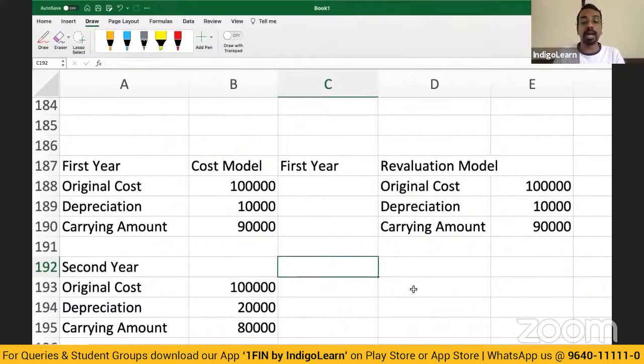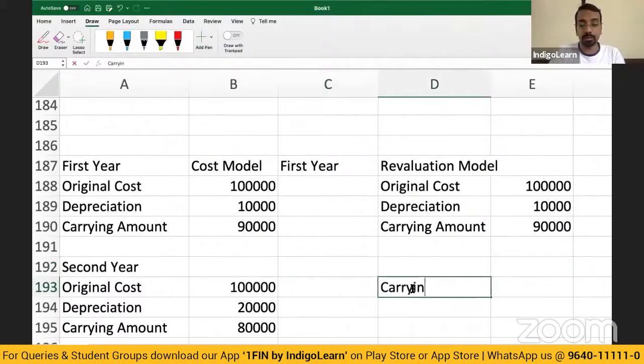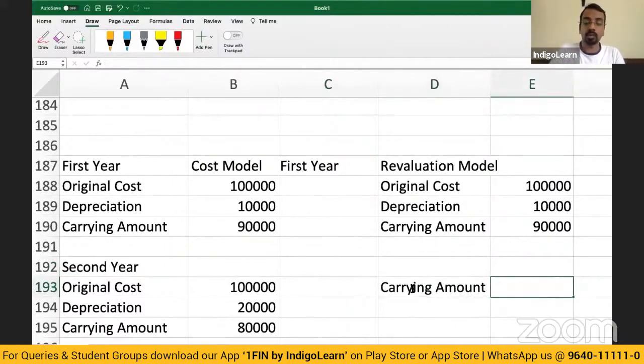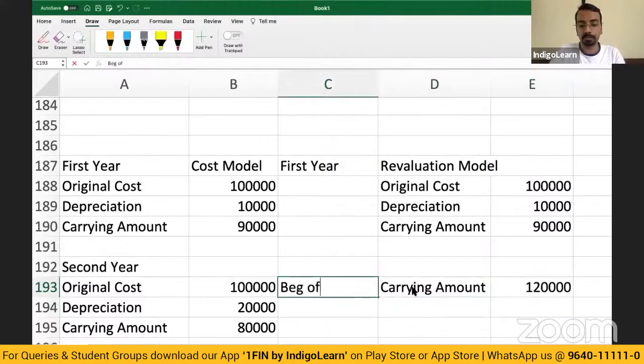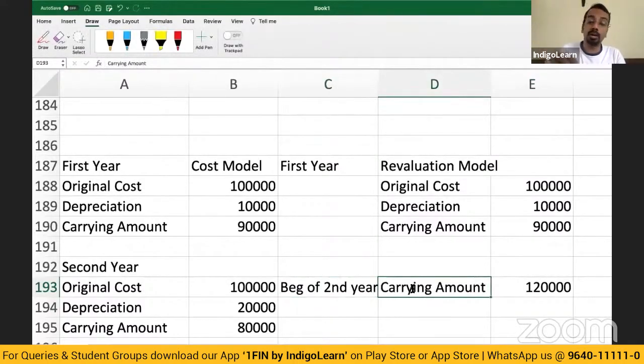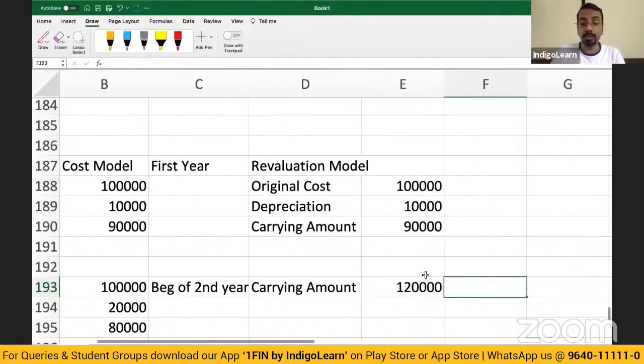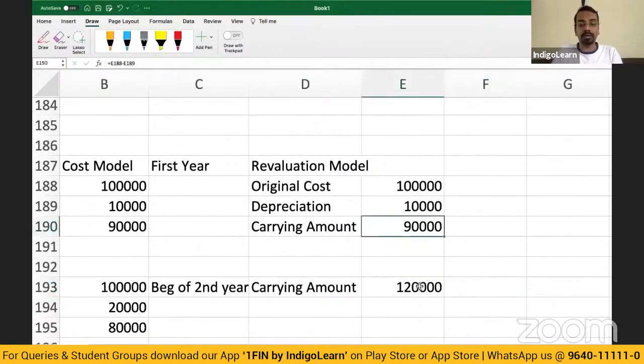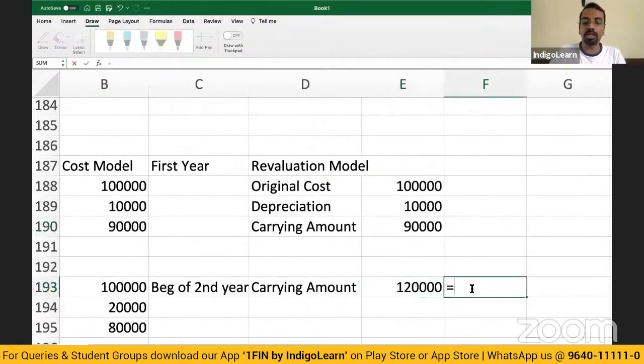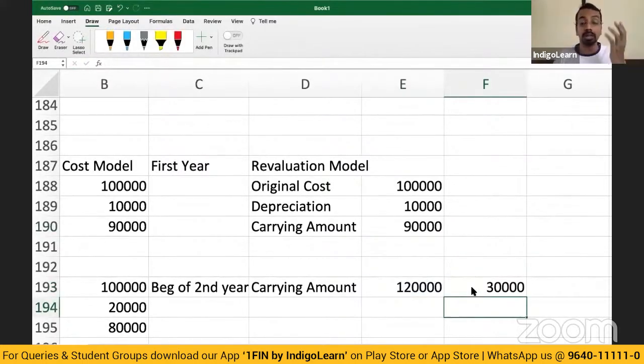Then what will we do? At the beginning of the second year, not at the end, so that we can calculate depreciation, the carrying amount, or the revalued amount, is now 1,20,000. Now what has happened here? From 90,000, you have taken that asset to 1,20,000. So there is a revaluation surplus of 30,000.